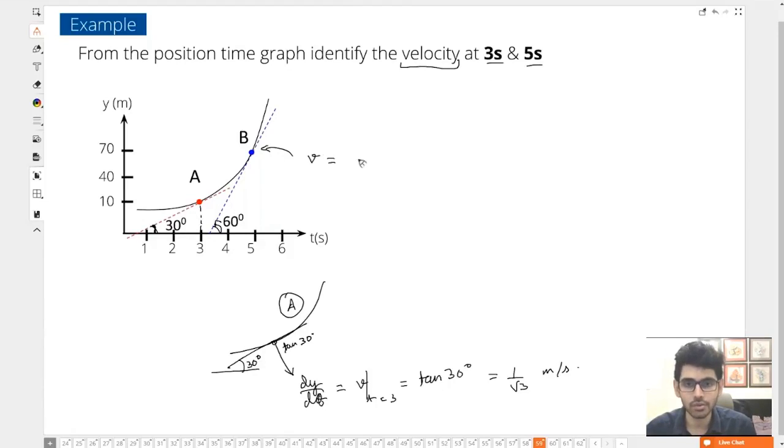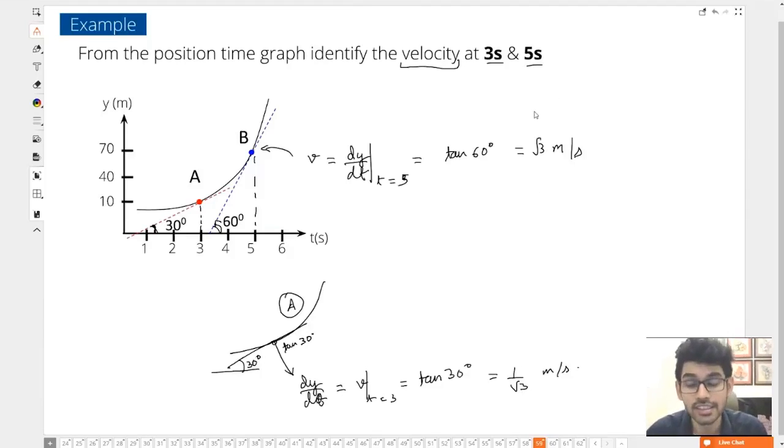Similarly, velocity at this point will be equal to dy by dt at t is equal to 5, because this is 5, will be equal to tan of 60 degrees, which will be equal to root 3 meters per second. Easy? Good application? Did everyone follow? Right? Yeah.